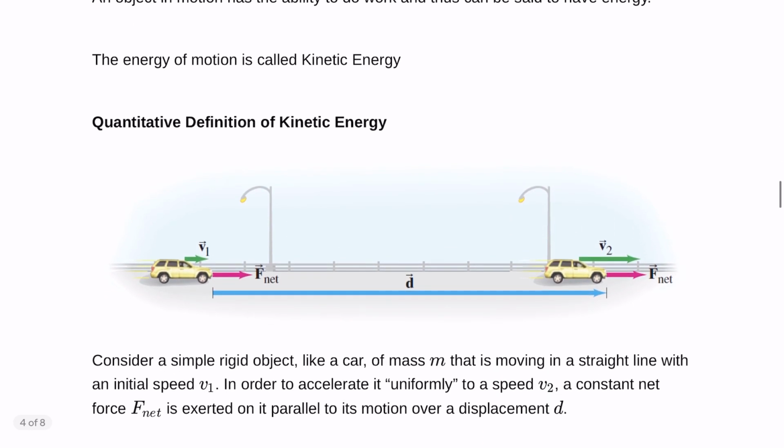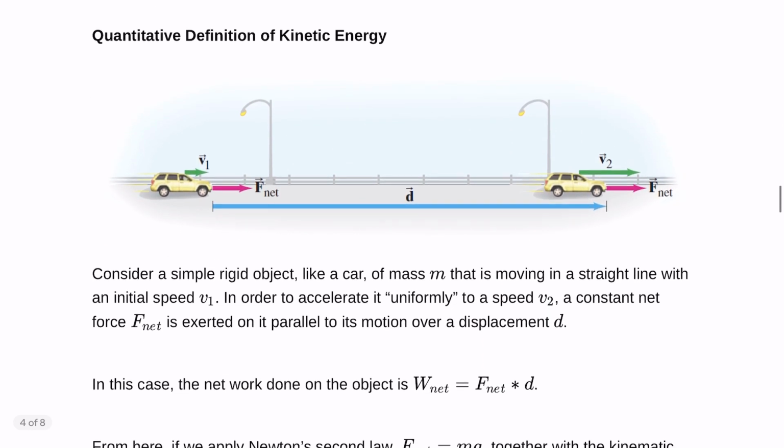So let's then discuss how we can write kinetic energy quantitatively. All right, because as we said, a hammer is moving and it has mass, so it has kinetic energy. How do we write that quantitatively? What's the equation for actually finding out how much energy it has? So first, I'm going to ask you to consider a simple rigid object like a car.